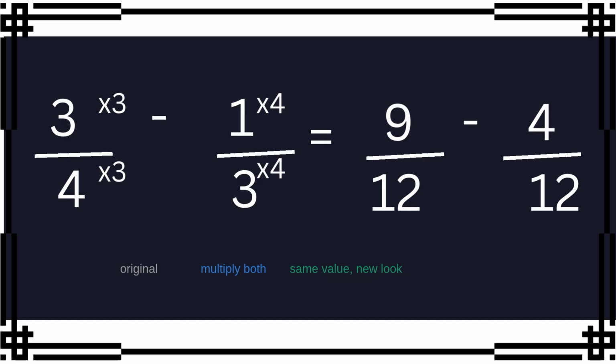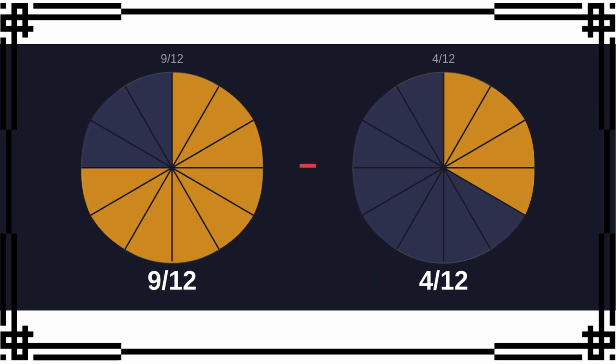Now 1 over 3. What times 3 gives 12? 4. Multiply top and bottom by 4. 1 times 4 is 4, 3 times 4 is 12. 1/3 equals 4 twelfths. Now look, both pizzas are cut into 12 equal slices. Every slice is the same size.